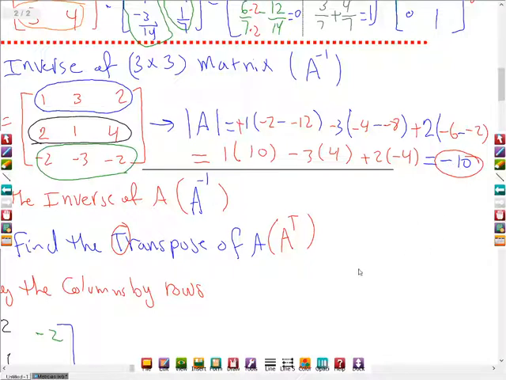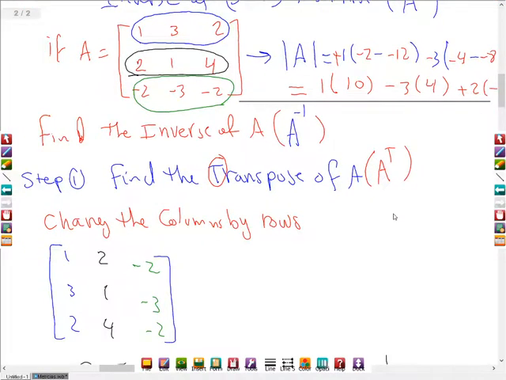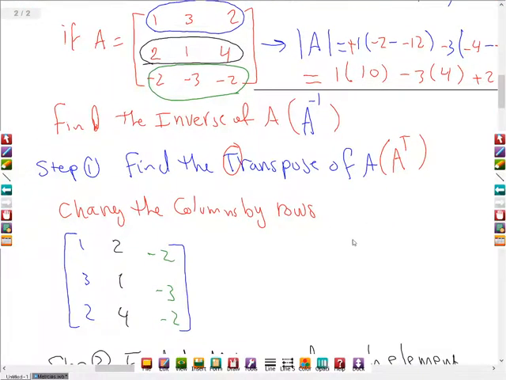Okay. Let us keep going. This is the first step. The second step, something we need to find, which is A to the T, the transpose.